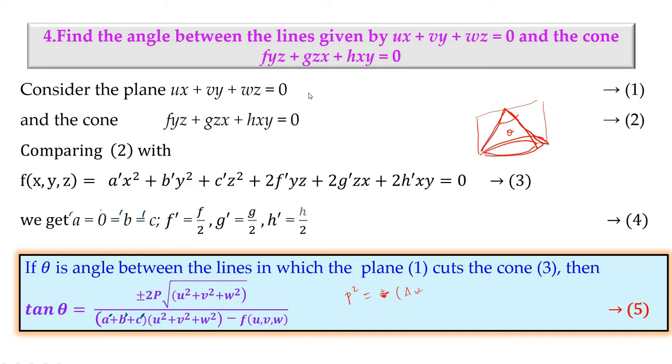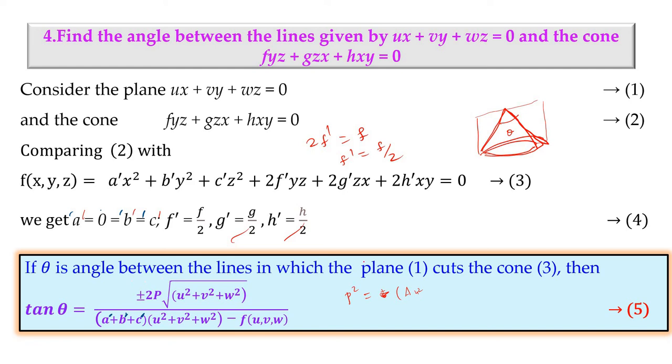So you consider the plane, name that as equation 1, and the given cone as equation 2. Then compare 2 with the general equation. So you get what is A prime, B prime and C prime. They are all zeros. And when comparing these two, 2F prime is F, so F prime is F by 2, and in the same way G prime and H prime. So this is known to us already.